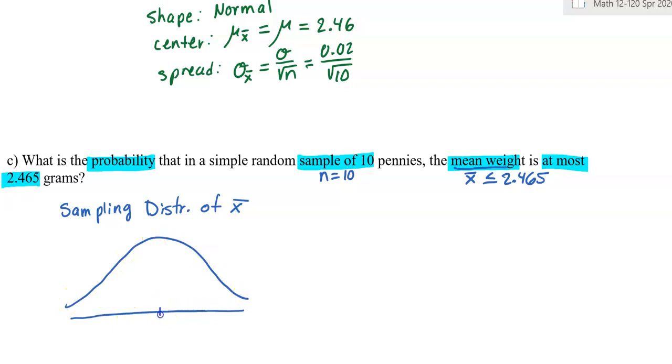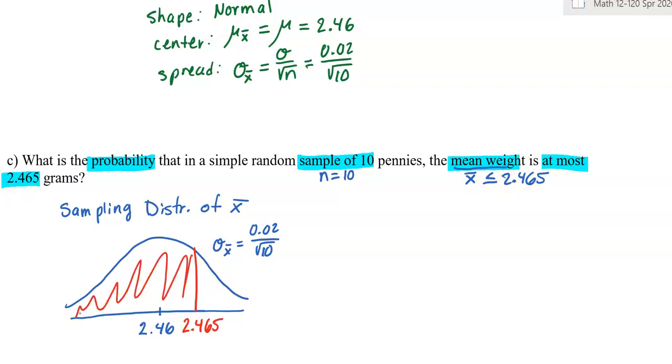The normal curve, its center for X bar, is 2.46 as we saw in part B. And the standard deviation of X bar is 0.02 divided by the square root of 10, because that's our sample size right here. All right, so here the X bar of interest is a mean of 2.465, so it's going to be bigger than 2.46. But then the area that we're going to shade says it's at most, that means less than or equal to, so we're going to shade to the left-hand side.